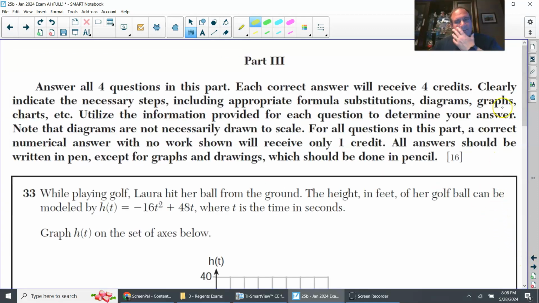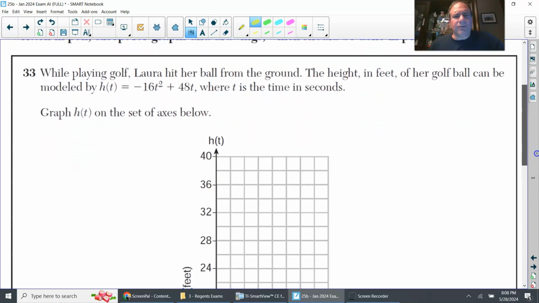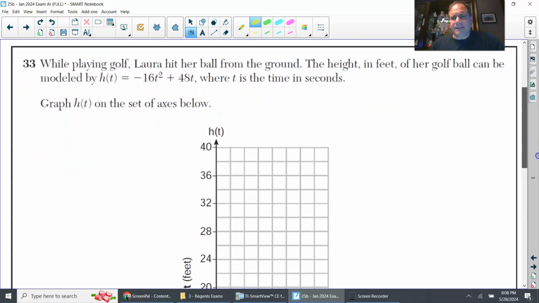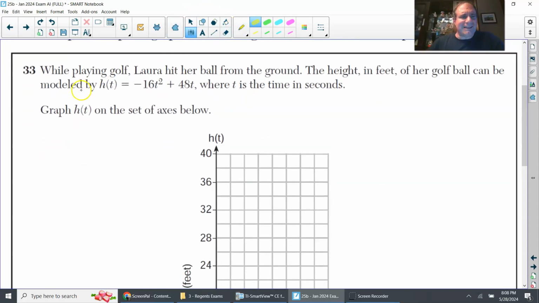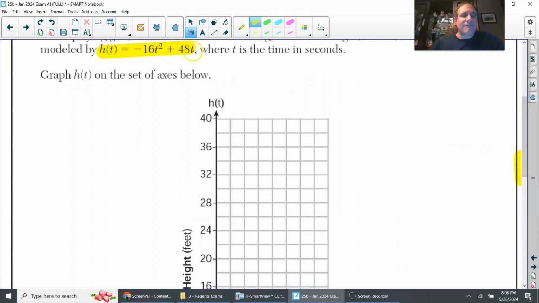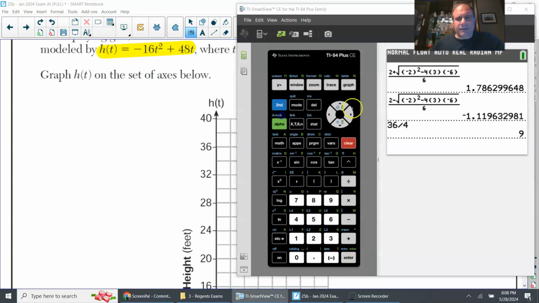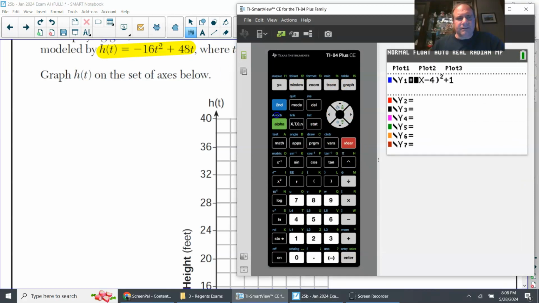33, part 3. While playing golf, Laura hit a ball from the ground. The height in feet of a golf ball can be modeled by this. Graph it below. So that means I'm going to put that right into my calculator. I'm going to grab my calculator and press clear. I'm going to press y equals, press clear again, and put negative 16 x squared plus 48 x.